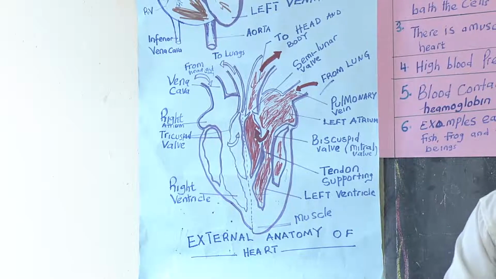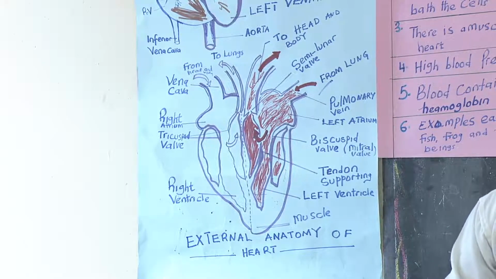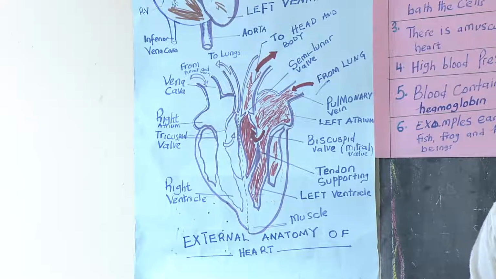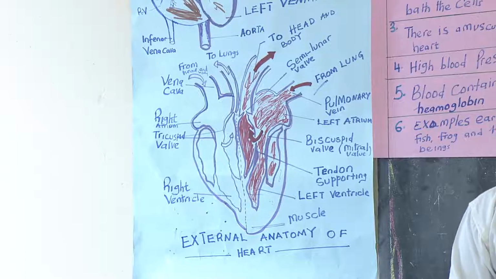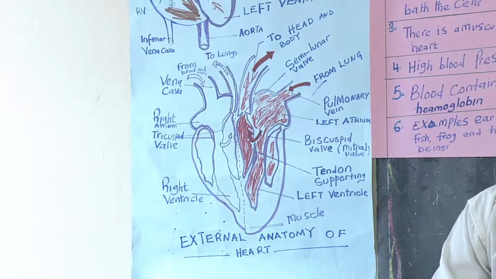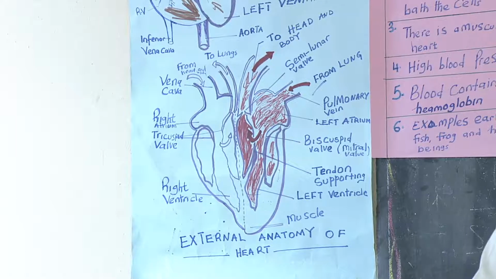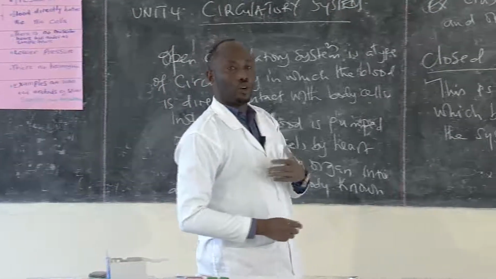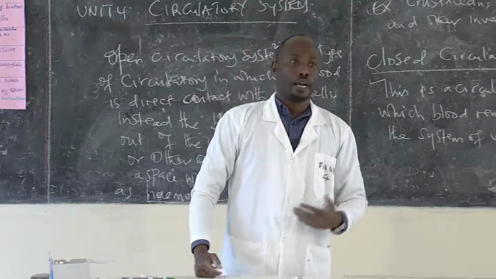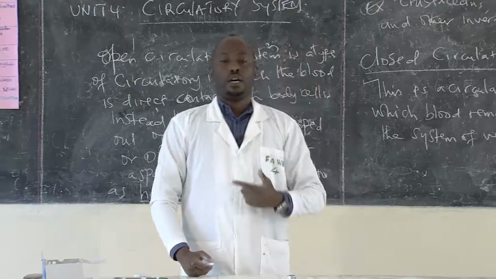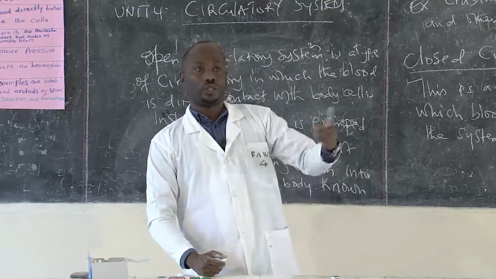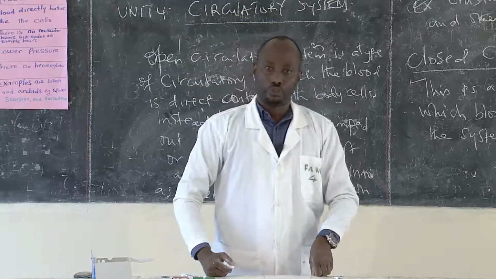In some animals, some muscle tissues contract because of stimulation of the nerve cells. I also ask you to go and do more research about the differences between single circulation and double circulation.